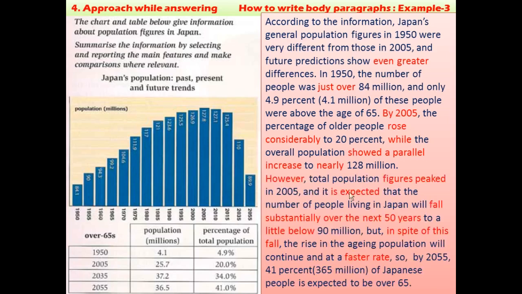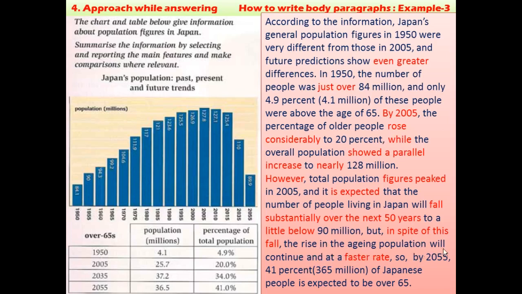So let's see. However, total population figures peaked in 2005. So 2005 is where we finished here. And it is expected, I told you about the language for the future, that the number of people living in Japan will fall substantially over the next 50 years to a little below 90 million. But in spite of this fall, very important, wonderful vocabulary, the rise in the aging population will continue. So it's used as a noun this time, not rose but rise. Here it was rose. So word formation, here it is rise.